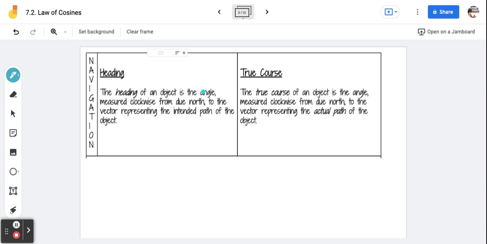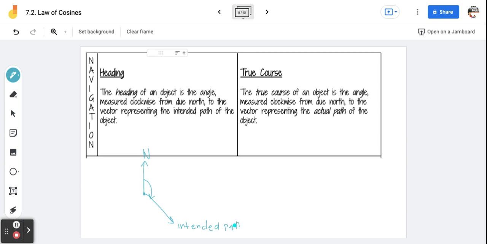Basically, what's the difference between a heading and a true course? A heading is the angle measured clockwise from due north. So let's say I have a boat or plane or whatever, and let's say it's heading this direction right here. This is due north. So the heading would be this angle measured clockwise from due north. Clockwise goes this way from due north to the vector representing the intended path of the object. So this is the intended path. This is the way they mean to go.